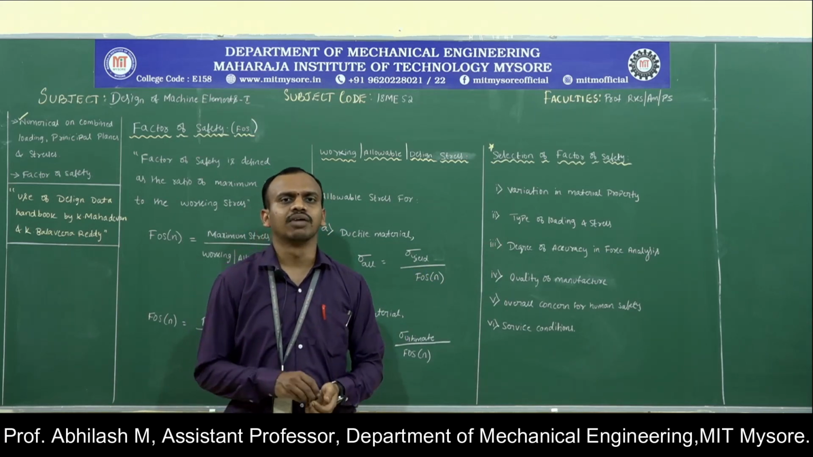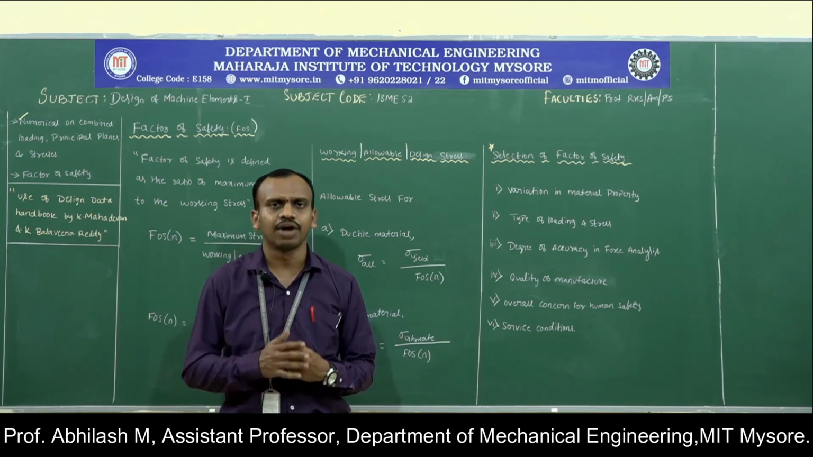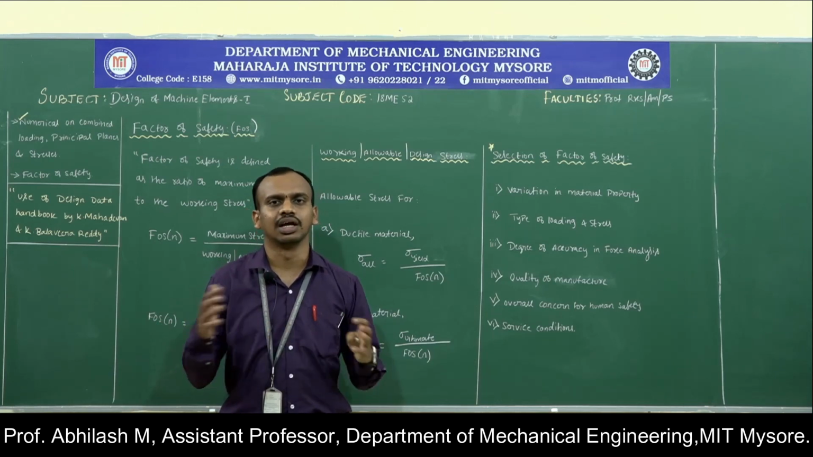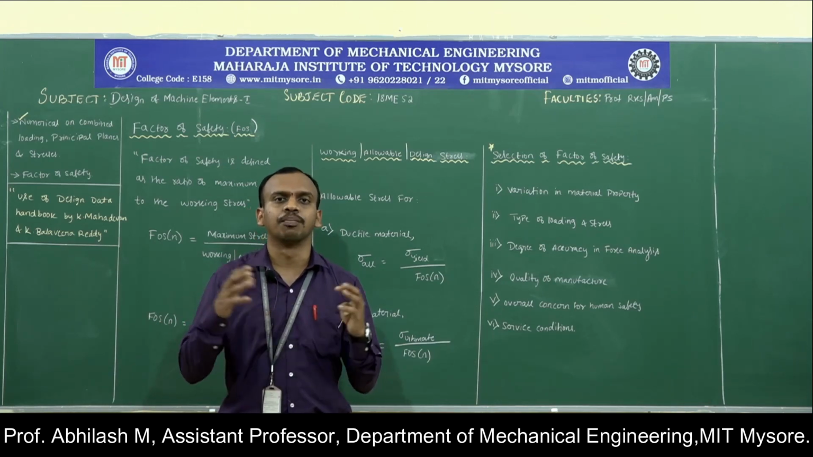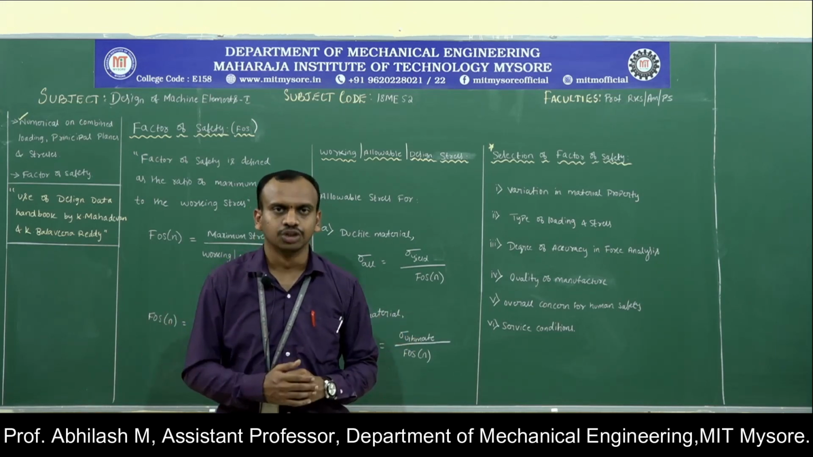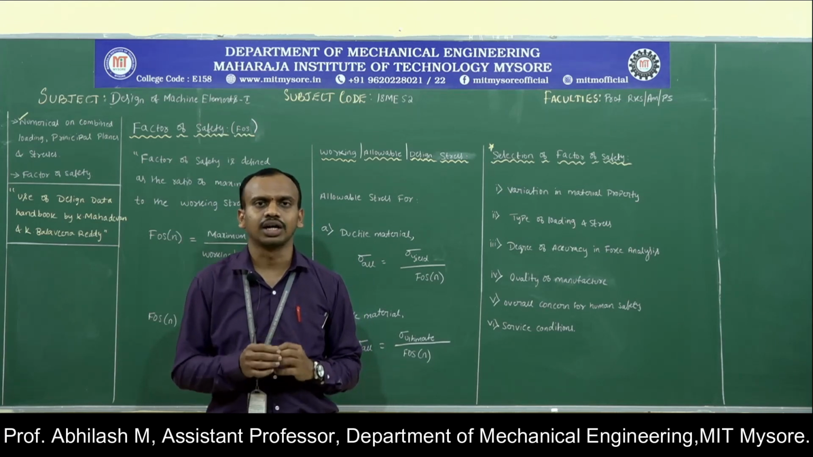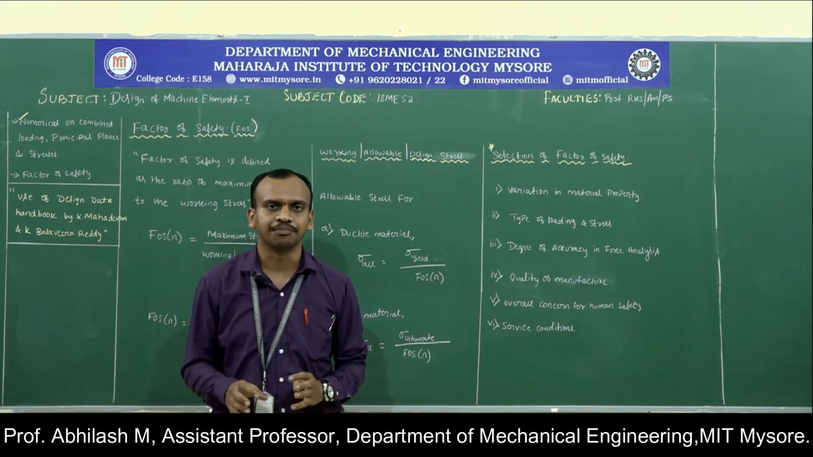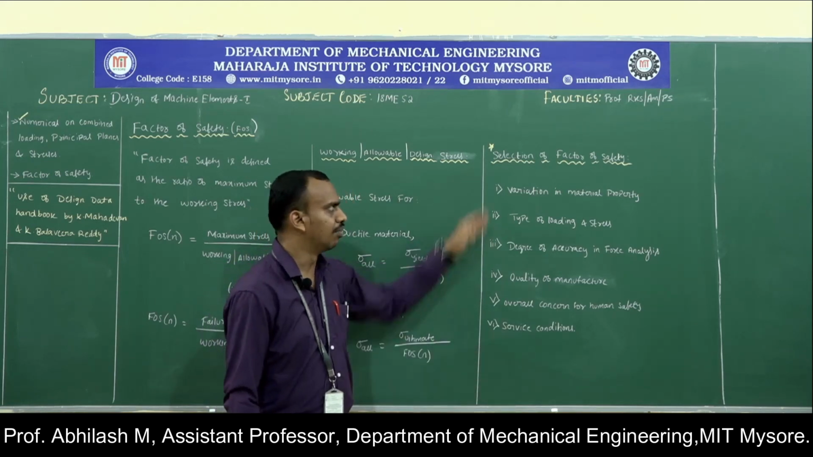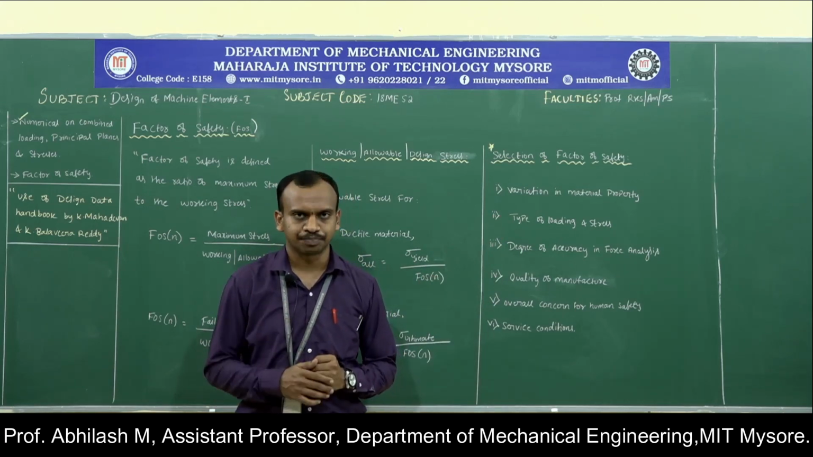What happens whenever the value of factor of safety increases? Whenever the factor of safety value increases, the size of the component increases, the dimension of the component increases, and the cost of the component increases. So we should ensure that we do not take the value randomly. It should be an appropriate value. By considering all the parameters, we should take the factor of safety value properly.